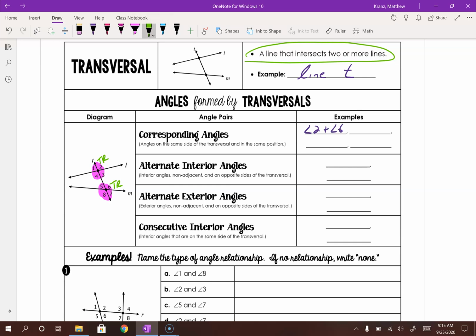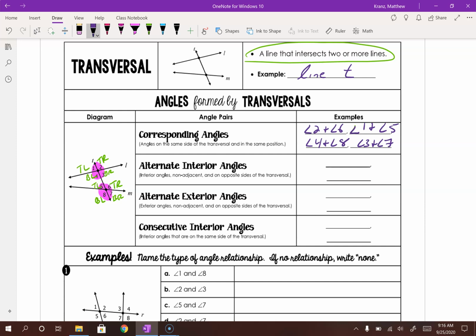Now, angle 1 is on the top left, and so is angle 5, top left. So those are also corresponding angles. So corresponding, when you think about it, means just same position. Angle 1, angle 5. All right? We could see angle 4 is on the bottom left, and so is 8. So 4 and 8 are going to be corresponding angles. We could see that this is on the bottom right, and this one's on the bottom right. So 3 and 7 are also corresponding angles.